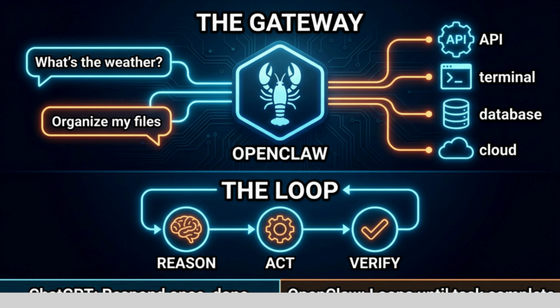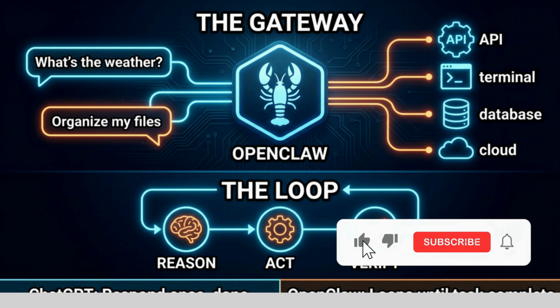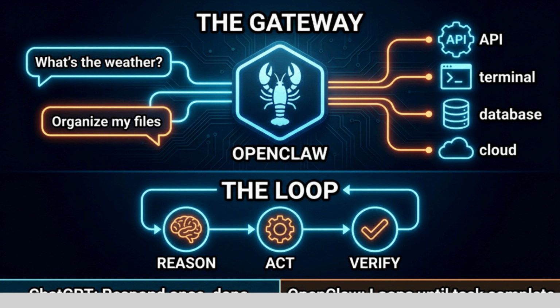The AI reasons about what needs to be done. It takes an action, then verifies whether the action worked. If the task isn't completed, it repeats the loop. It keeps going until the job actually finishes. So this isn't just a chatbot responding to you. This is an AI agent actively working for you.